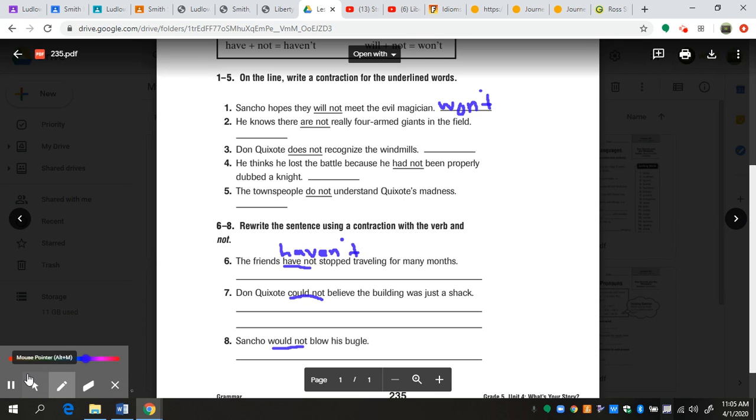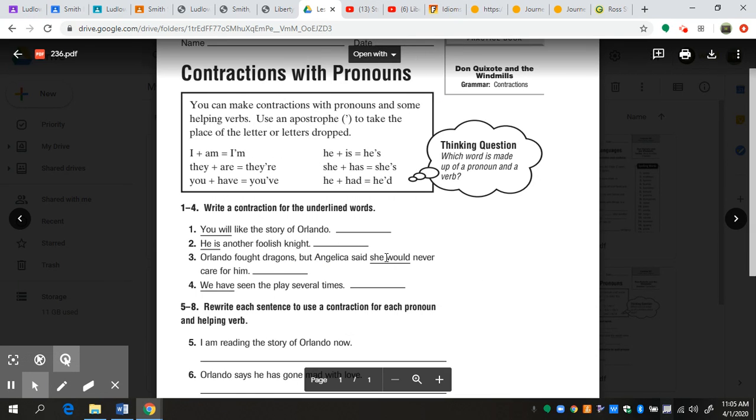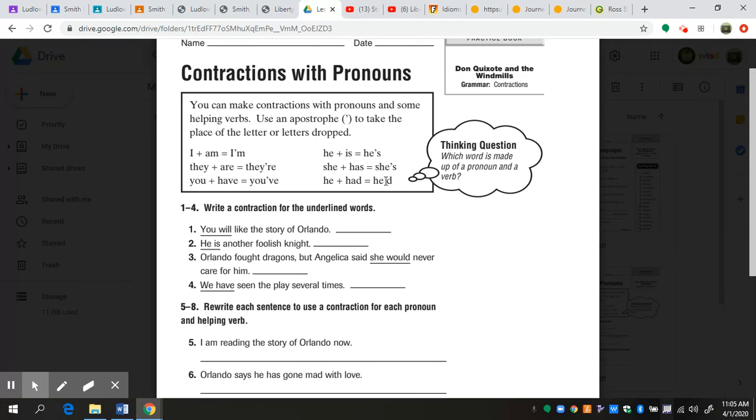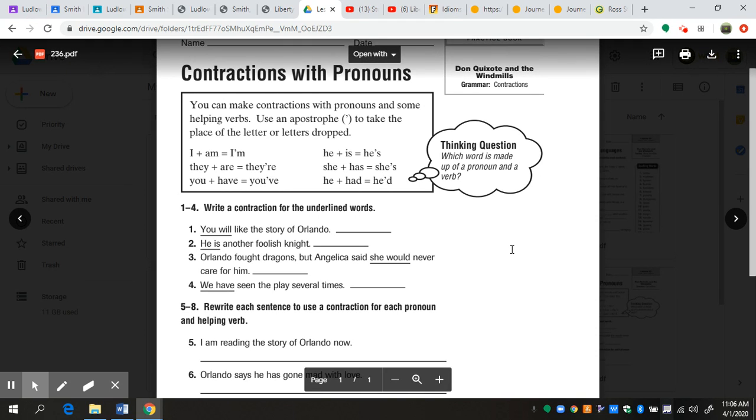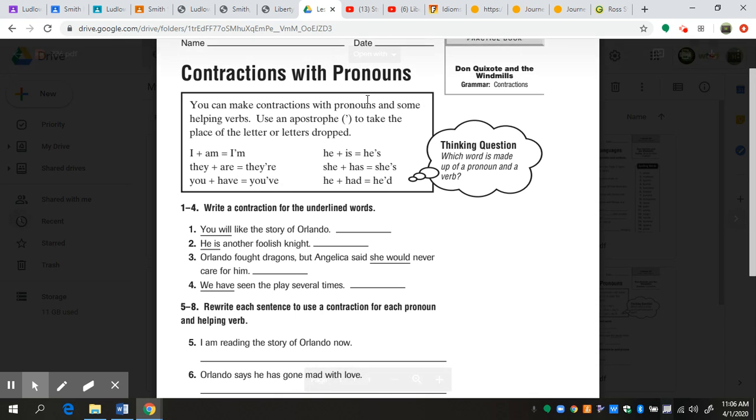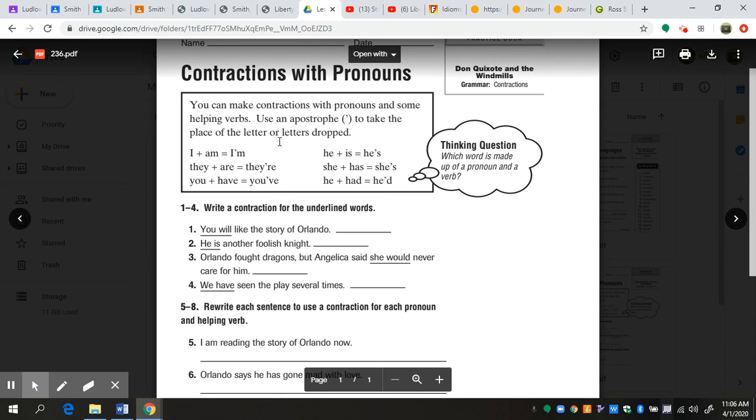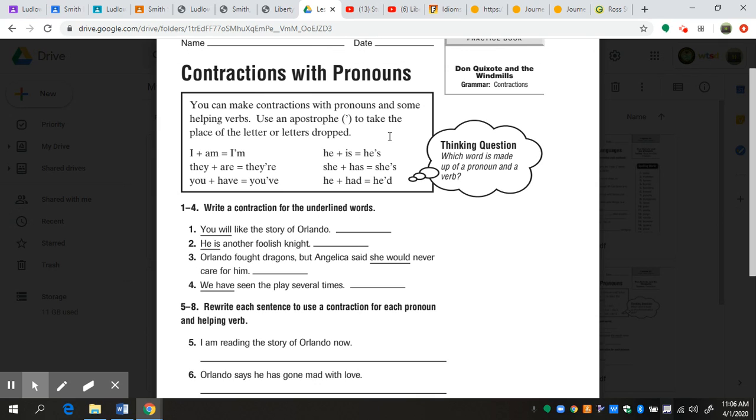Now let's take a quick look at our next page, if I could figure out how to do that with getting rid of this pointer. Okay, let's continue looking at this next page here. So we are using contractions with pronouns. Once again, this is page 236, your second assignment for today. You can make contractions with pronouns and some helping verbs. Use an apostrophe to take the place of the letter or letters dropped.